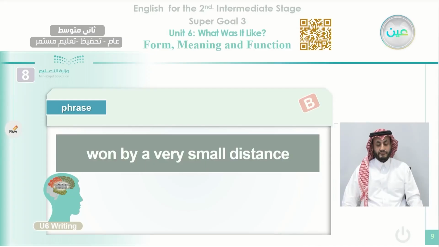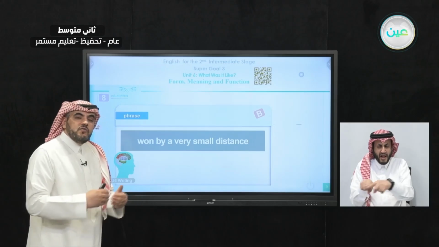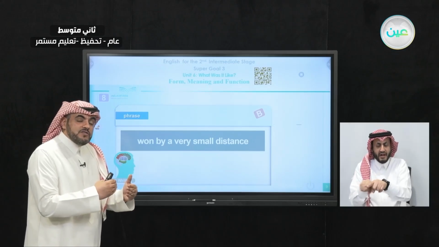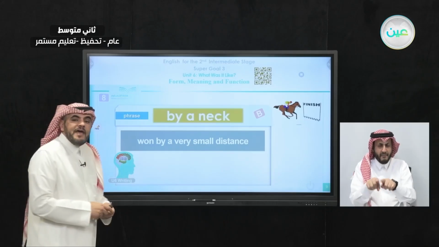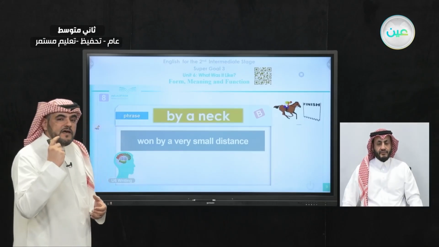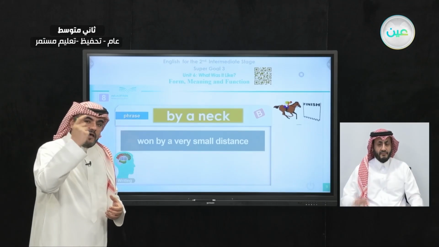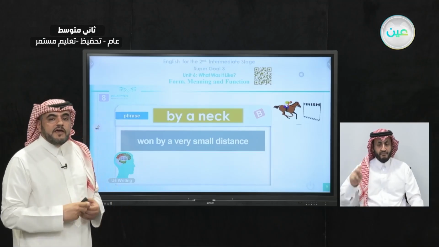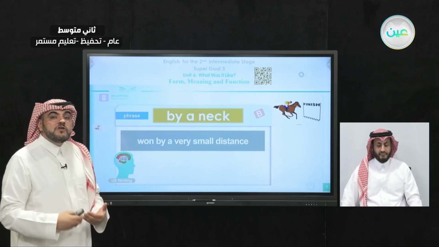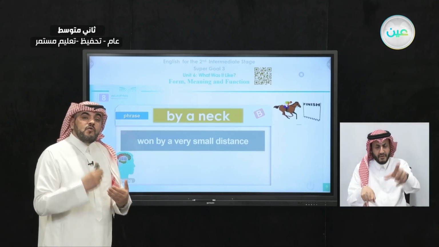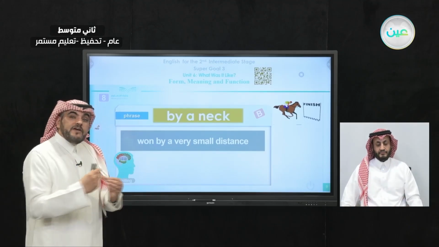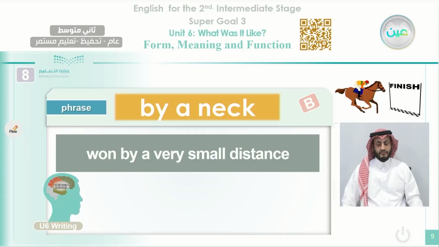Okay, that is a phrase starting with B, won by a very small distance. If the horse wins a race by a very small distance, we call it by a neck. You know, the neck is the area of the body that connects the head to the body. So we call it a neck. It is an expression used for horses when they race. Sometimes when the horses are a very short distance apart, we call it by a neck.